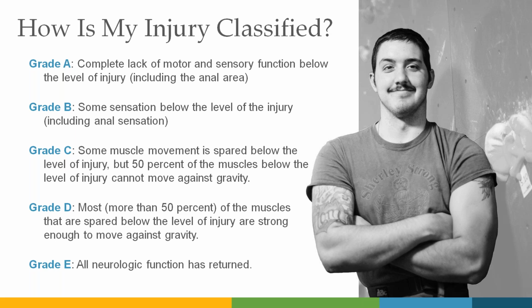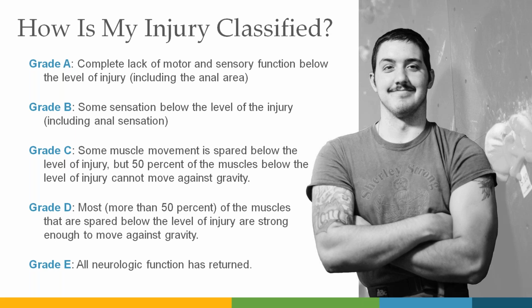Perhaps their sensation is still affected and they have difficulty with proprioception, that body awareness that we were talking about earlier. Maybe they can't quite feel hot and cold because their sensation is a little bit messed up. All right. And grade E is an individual that has had all of their neurologic function returned.